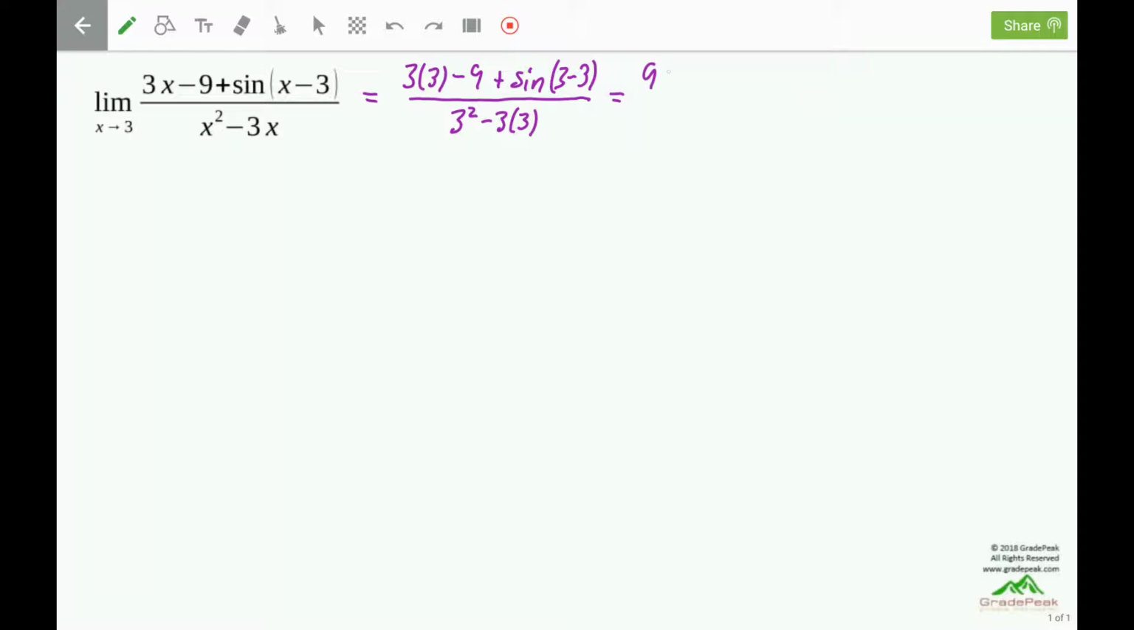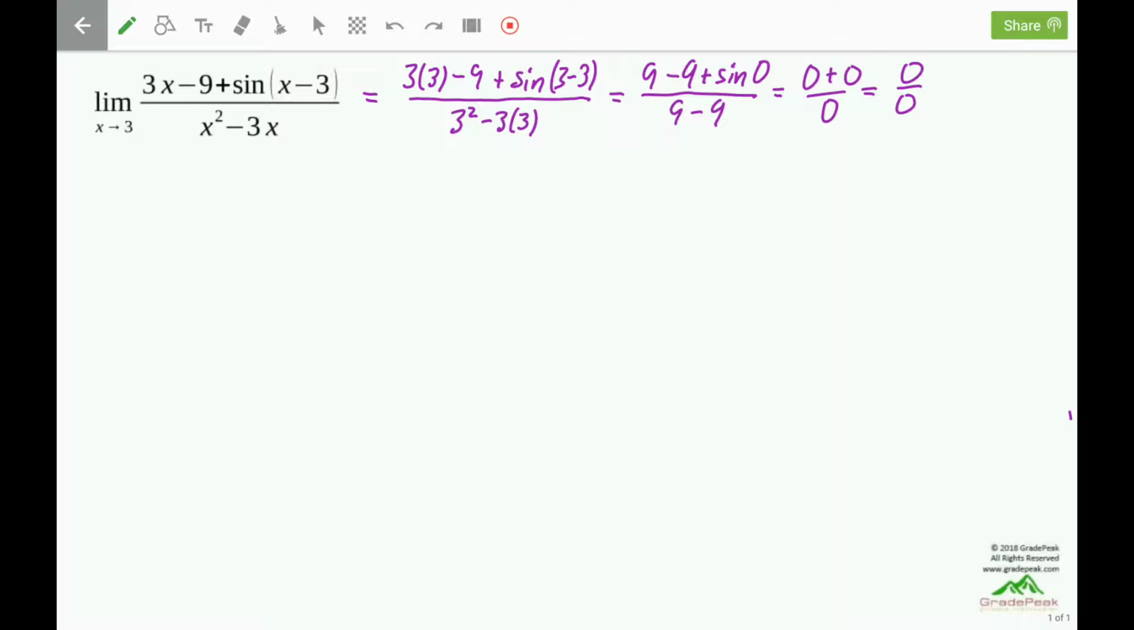3 times 3 is 9, minus 9, plus sine of 3 minus 3 is 0, divided by 3 squared, which is 9, and then negative 3 times the positive 3 is a negative 9. 9 minus 9 is 0. Sine of 0 is 0. 9 minus 9 is 0. 0 plus 0 is 0 over 0, indeterminate form. We'll have to rework this.